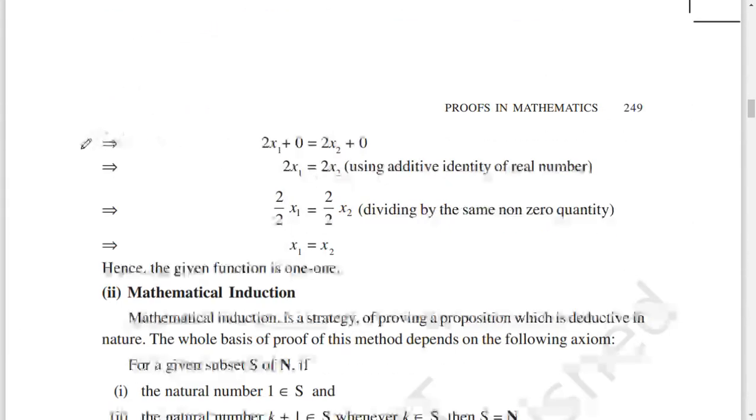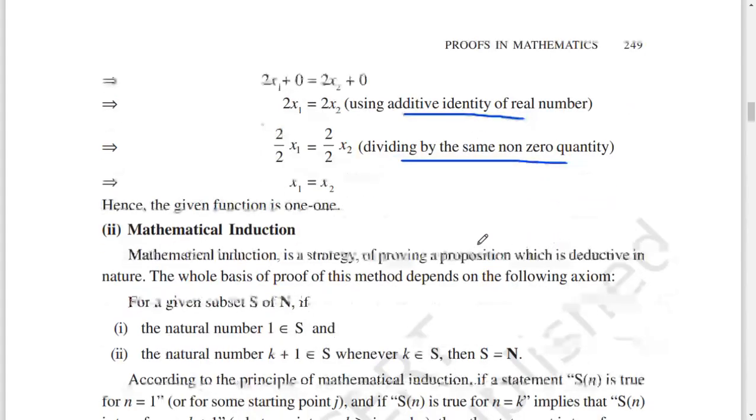That is, 2x1 + 0 = 2x2 + 0, so 2x1 = 2x2. Using the additive identity of real numbers, 2 by 2x1 equals 2 by 2x2. Dividing by the same non-zero quantity, x1 = x2. Hence the given function is 1-1.